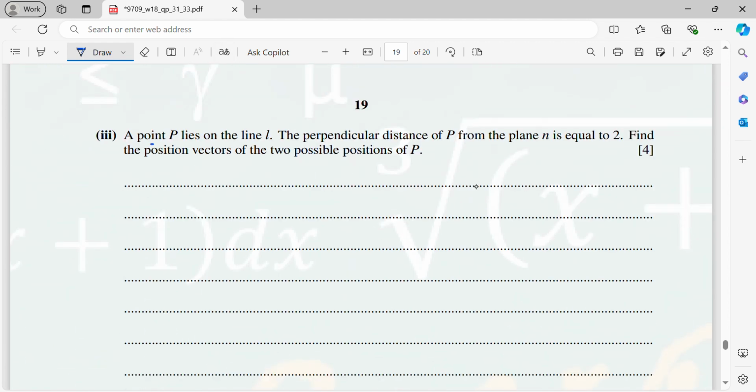Part 3, a point P lies on the line L. The perpendicular distance of P from the plane N is equal to 2. Find the position vectors of the two possible positions of P.